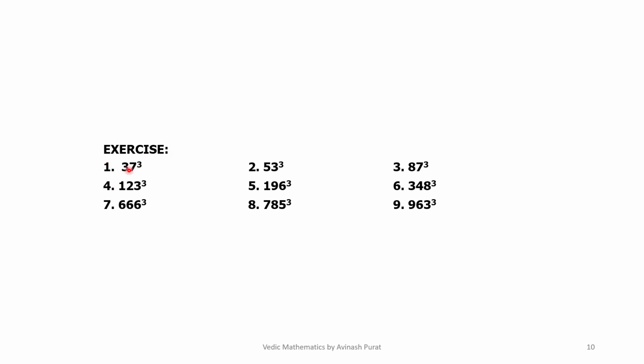Exercise: first, 37 cube; second, 53 cube; third, 87 cube; fourth, 123 cube; fifth, 196 cube; sixth, 348 cube; seventh, 666 cube; eighth, 785 cube; and ninth, 963 cube.